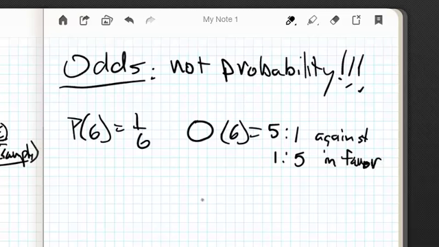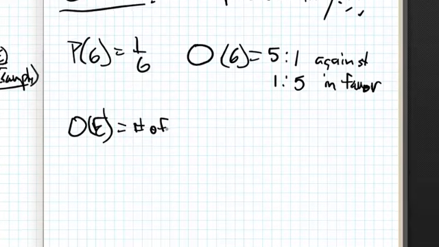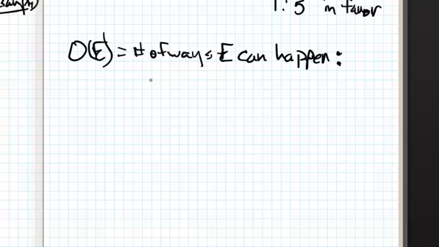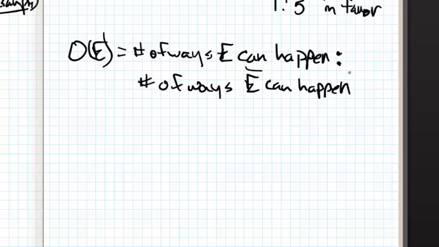Now, the odds of an event is typically written as a ratio of the number of ways the event can happen to the number of ways the event can't happen, or the complement of the event can happen. That's why complements are introduced in this textbook. Now, let me explain what that really means.